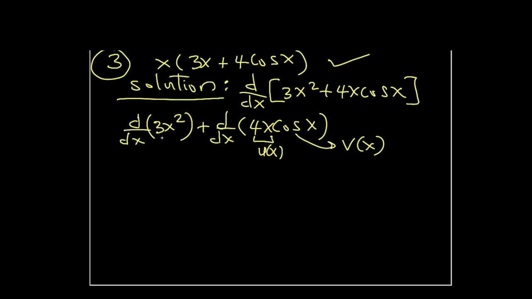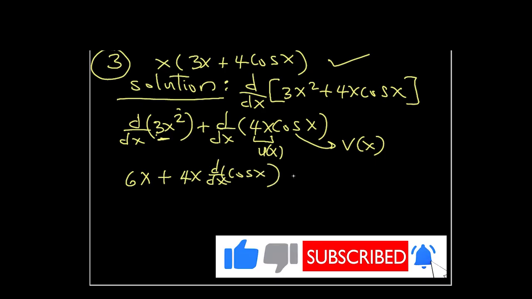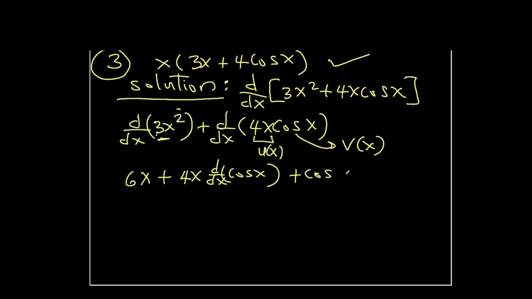So if you differentiate the first one, the power will multiply the constants. That will be 6, and then the power minus 1, that's 6x. And for this second part, take the first one as a constant and differentiate cos x. That will be d/dx of cos x. Okay, then plus. Now keep cos x constant and differentiate 4x.